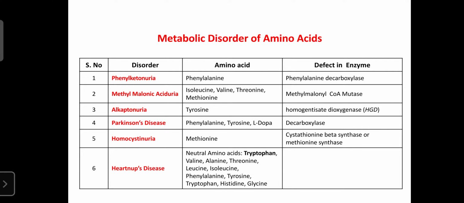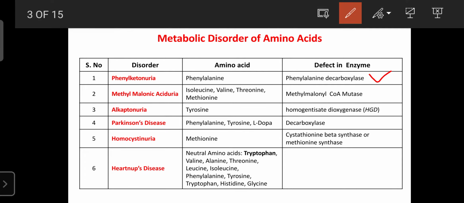The first one is phenylketonuria. That is related to the deficiency in the metabolism of phenylalanine. The defective enzyme responsible for causing phenylketonuria is phenylalanine decarboxylase. And second is methylmalonic aciduria. This condition occurs due to deficiency in the metabolism of isoleucine, valine, threonine, and methionine, and the enzyme defect is methylmalonyl CoA mutase.